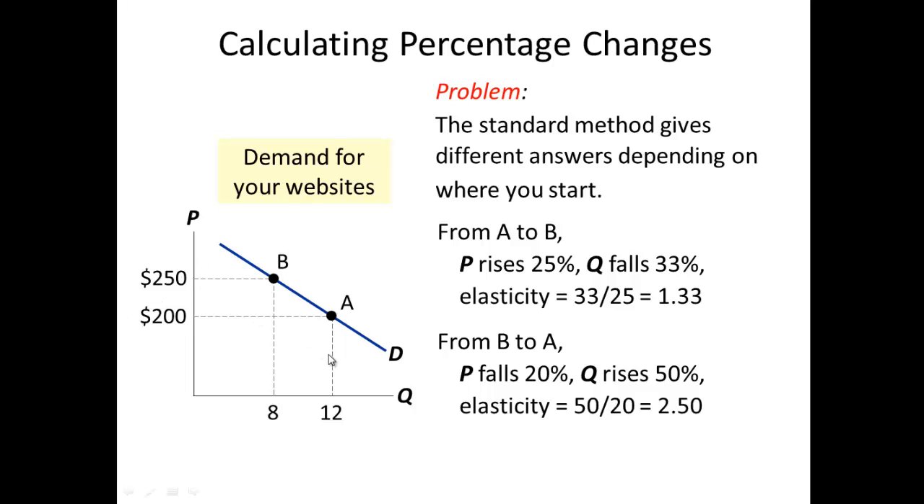So if I start from point A to point B, a price rise of 25%, Q is going to fall by 33%. So our elasticity is 33 divided by 25, and that's 1.33. What we're saying is that the elasticity for our web design product is 1.33, which is a relatively low number. It tells us that if we raise our price from 200 to 250, we're not going to see much fallout.